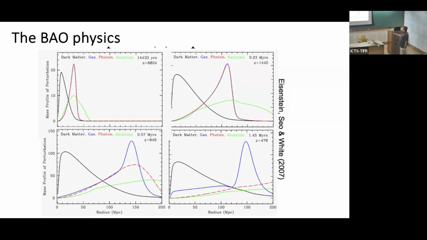And at this time, the photons and baryons decouple. Once the photons and baryons decouple, the photons free stream; the photons behave like neutrinos. So at later stages, the photons are behaving like neutrinos. So neutrinos are becoming a background. The photons are also free streaming.